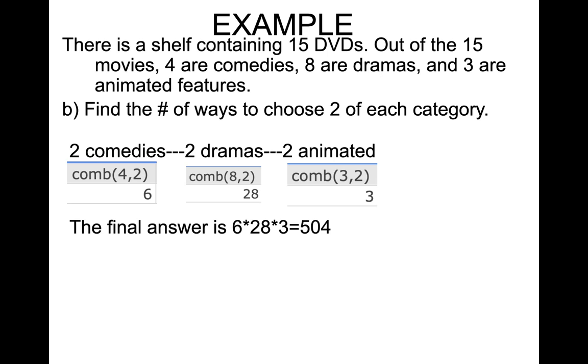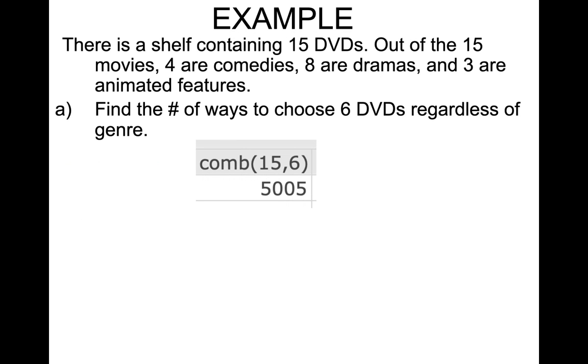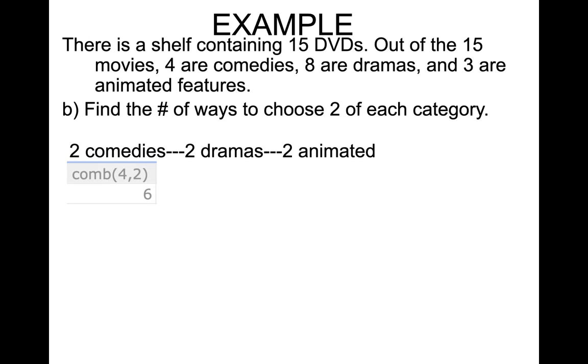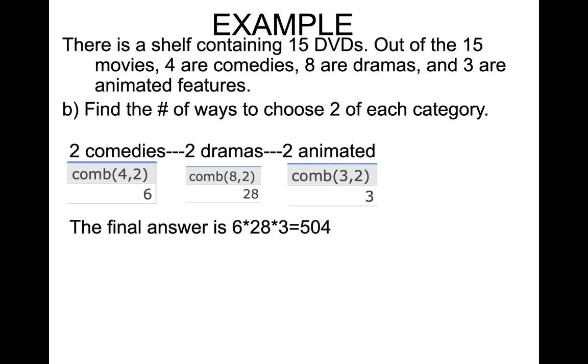Okay? So you see when the genre doesn't matter, there are 5,005 different ways. But when I restrict it to 2 of each category, it brings me down to 504 different ways, which changes things a little bit. Okay?